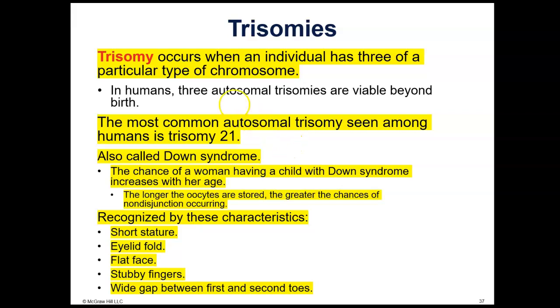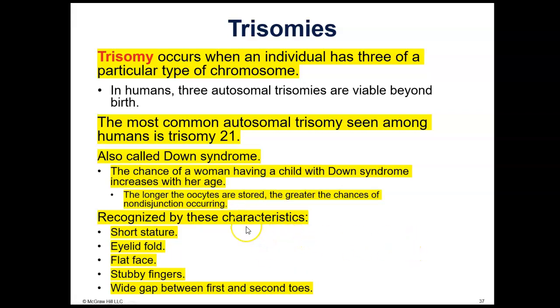Okay, so on chromosome 21, if we have a trisomy or an extra chromosome there, we call it Down syndrome. Trisomy 21 is Down syndrome. The chance of a woman having a child with Down syndrome increases with her age. The longer the oocytes are stored, the greater the chances of non-disjunction occurring, basically because they are older. They're old and they don't work as well.